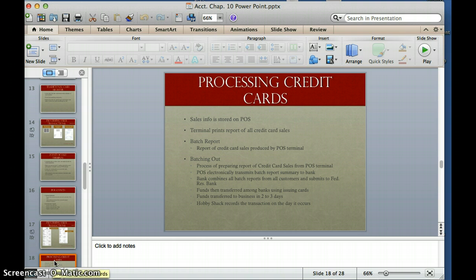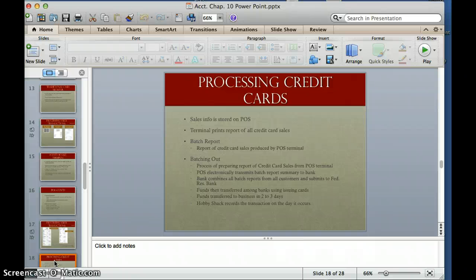When they actually go to process the credit cards, the sales information is stored on the point of sale terminal, and then the terminal prints that report. The report is called a batch report, and it just lists the credit card sales produced by that terminal. Then they have what's called batching out, where they prepare a report of all the credit card sales and send that out into the world.